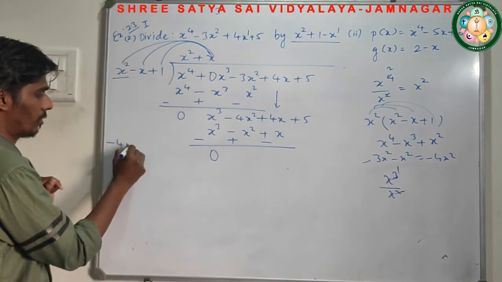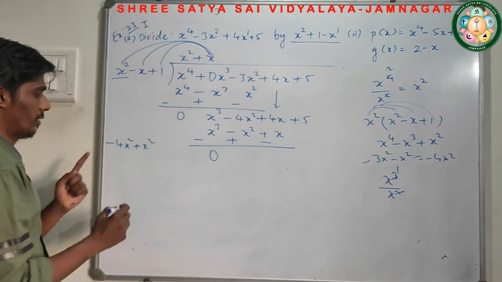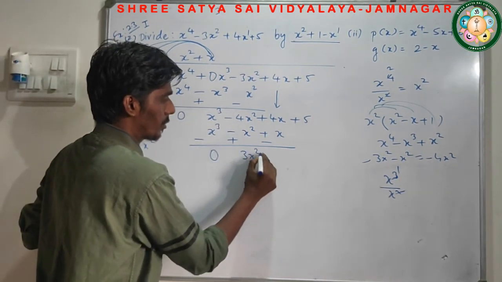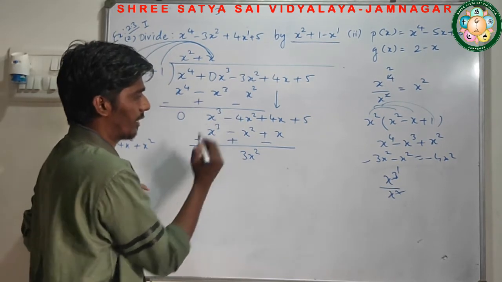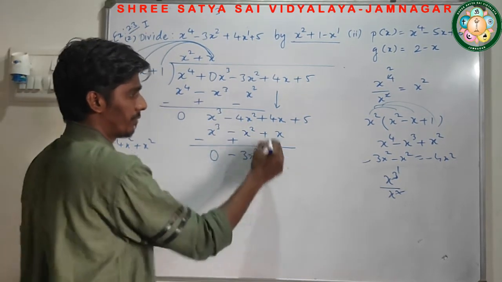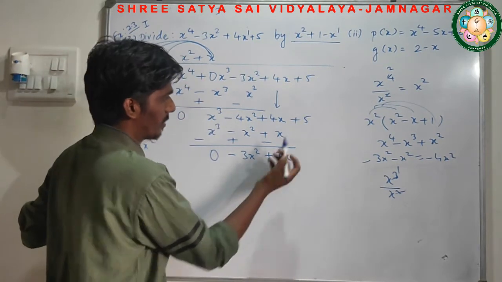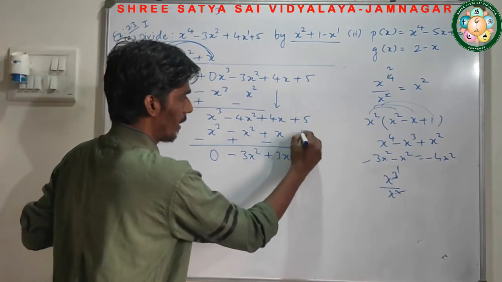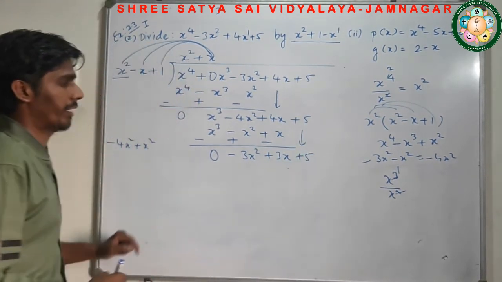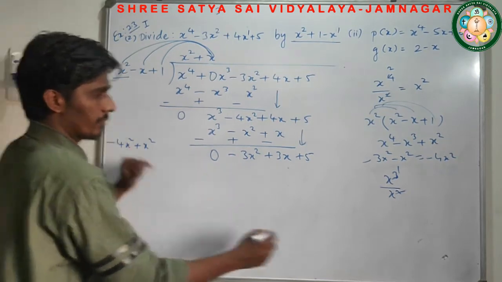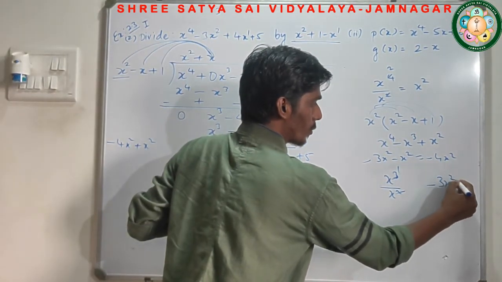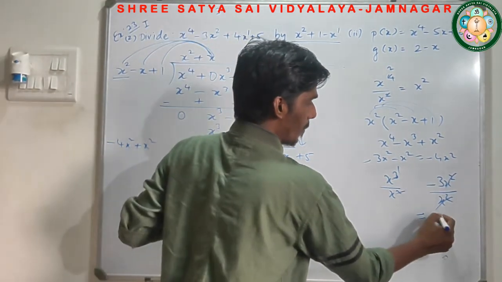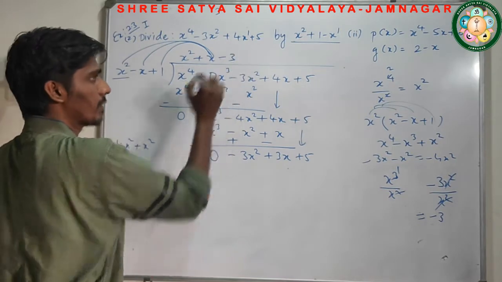Now minus 4x square plus x square. Minus plus minus, it's 3x square. Greater number sign, which one is greater? Definitely 4 is greater. So it's minus 3x square, plus 3x, plus 4x minus x, greater number sign, and carry this plus 5. Now from this x square I have to get minus 3x square upon x square. x square cancel. What is remaining here? Only minus 3. So here minus 3.